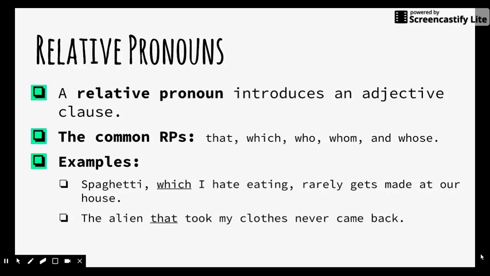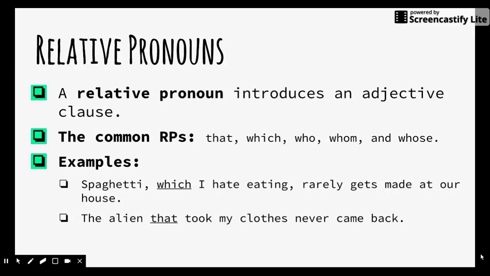Okay, here's our common relative pronouns. Not all of them, just the common ones. That, which, who, whom, and whose. Here's some examples. Spaghetti, which I hate eating, rarely gets made at our house. Which is our relative pronoun in this case, referring back to spaghetti as its antecedent.